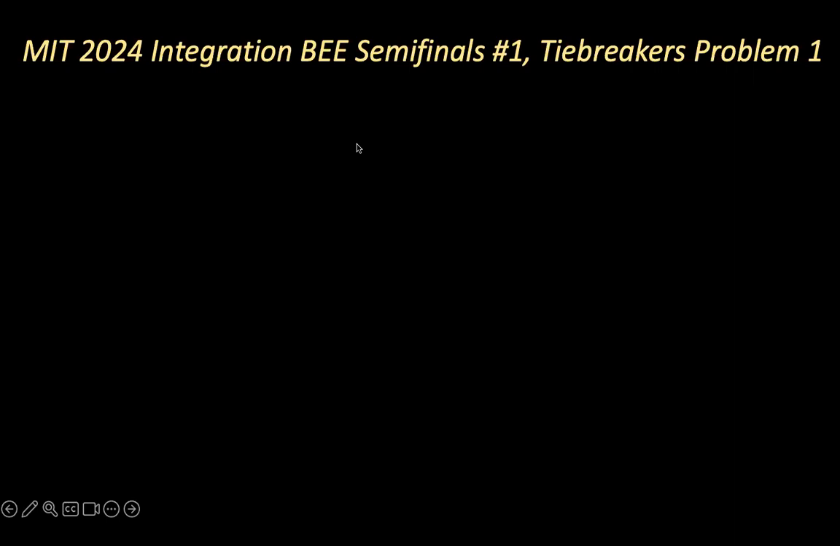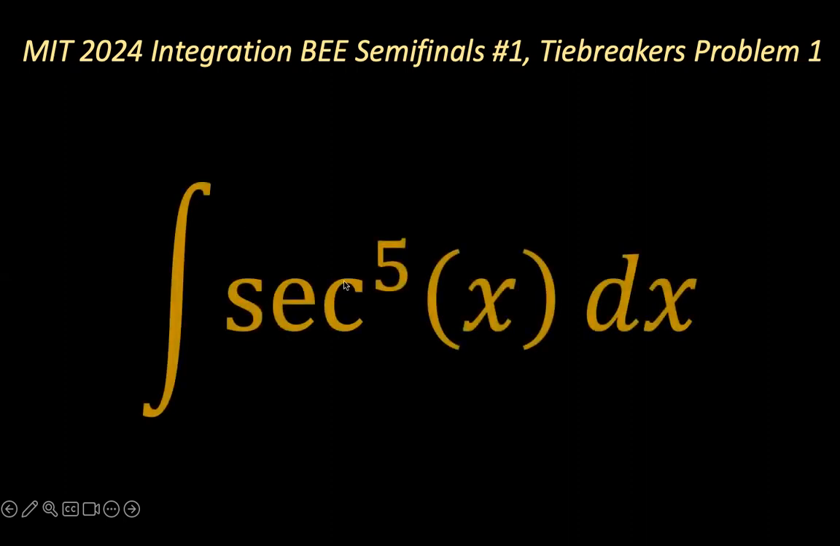Here at Everyday Mathematics, as we always say, we do enjoy solving the harder problems, but above all, we also appreciate and see the beauty in the simpler problems. Today, our focus shifts to the MIT 2024 Integration Bee Semifinals #1 Tiebreakers set of problems. We are going to look at problem #1 in the tiebreakers of semifinals #1. The problem is the indefinite integral of secant to the power 5 x. So this is a very interesting problem.